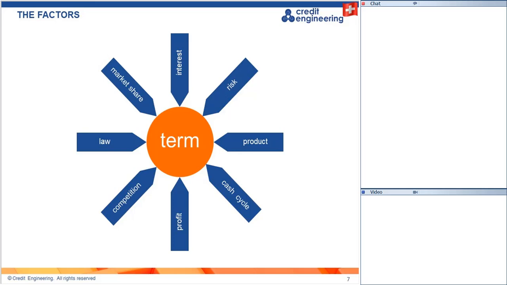I just want to mention the most important of them, and as you see here, they somehow look like pairs because we've got 8 factors, and sometimes they are balancing each other. For instance, let's look at law and the product. As you know, in Europe now there is a law which is restricting payment terms.